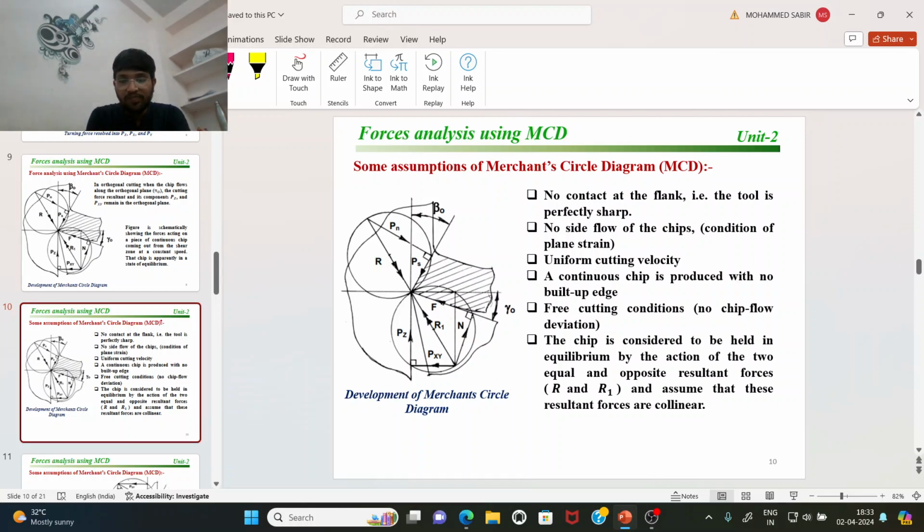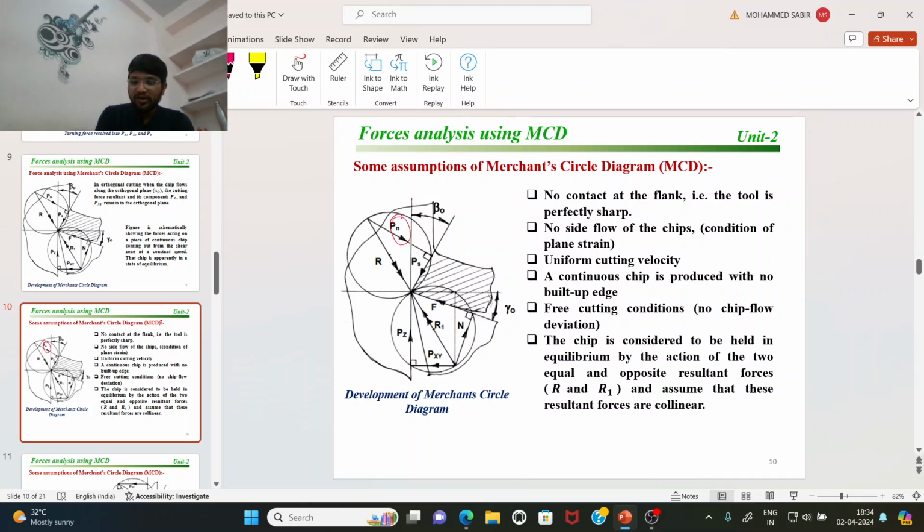This is Ps. Ps is the shear force, and Pn is the normal shear force, and the resultant is R. The magnitude is the same as the previous resultant. And you can understand that simply, when we apply a force to the tool, some friction will always be there.